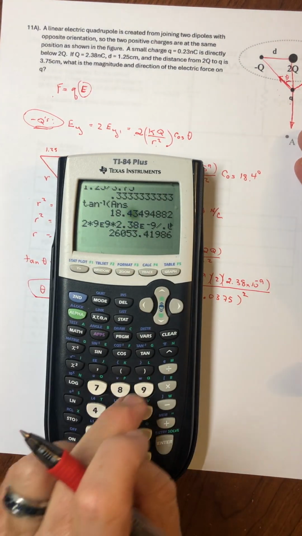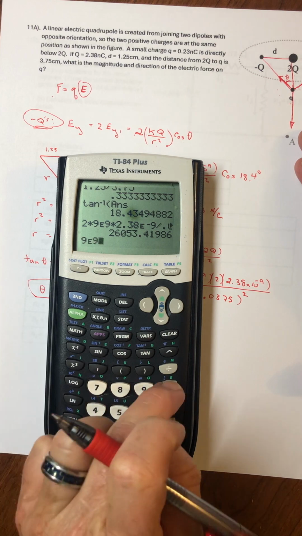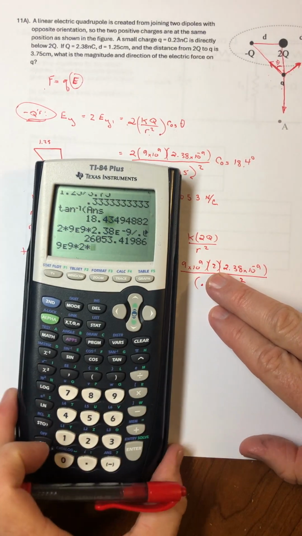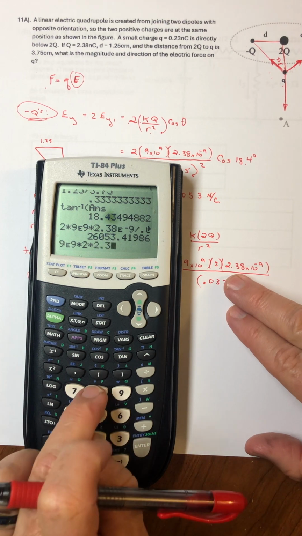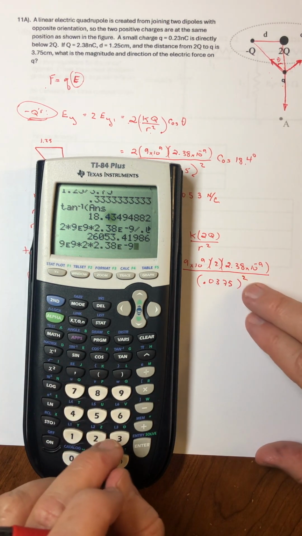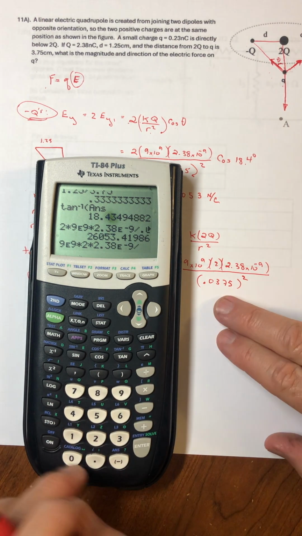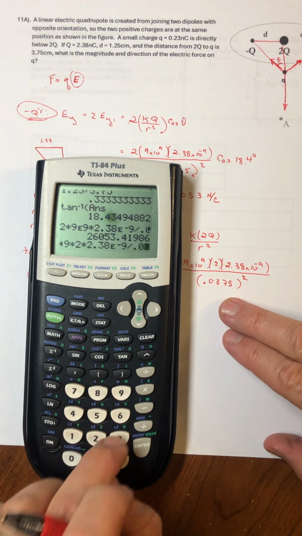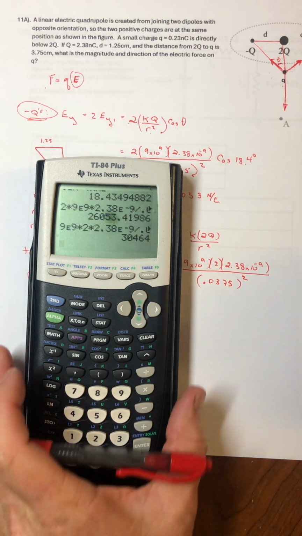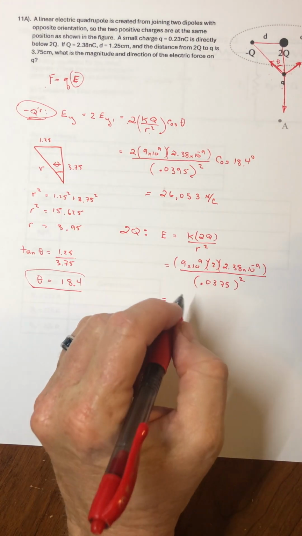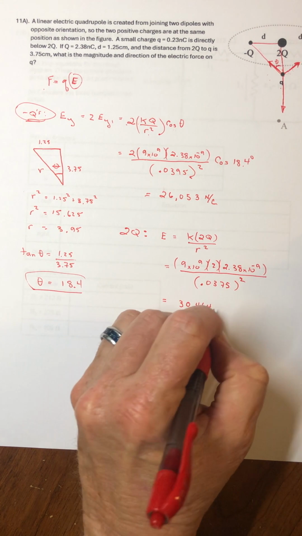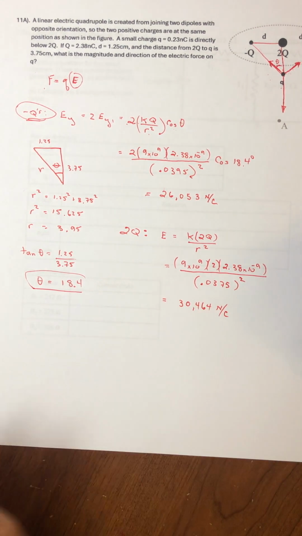All right. So 9 times 10 to the 9 times 2 times 2.38 times 10 to the negative 9 divided by 0.0375 squared. Enter. And so this is 30,464 newtons per coulomb.